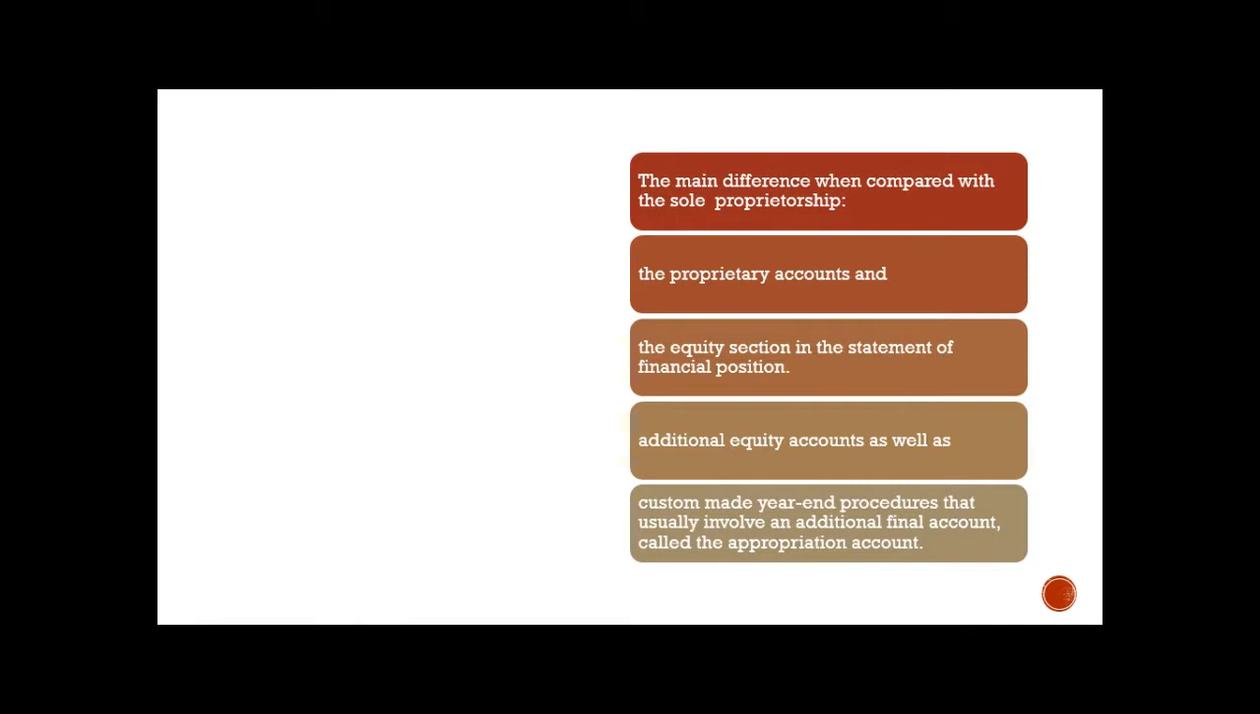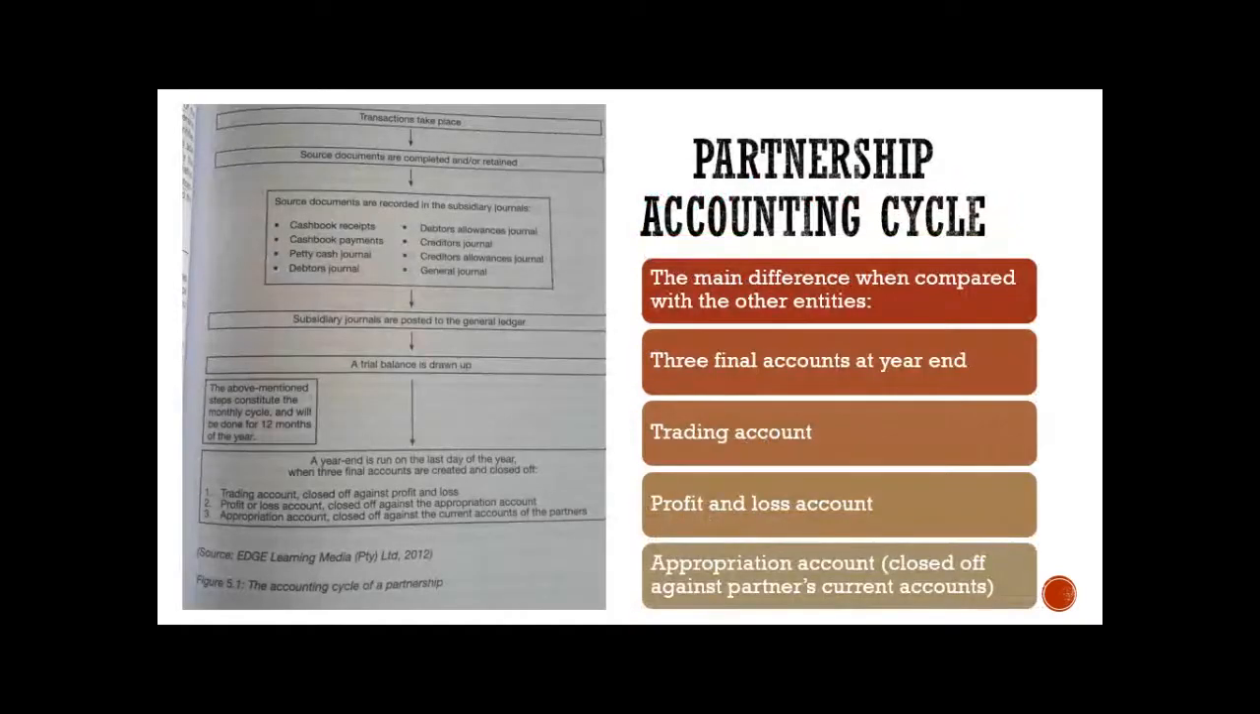Okay, now in your textbook, they give you the accounting cycle. So the main thing just to remember is we use the appropriation account to close off the partnership accounts. Make sure you know what that appropriation account looks like and how to record it, because they could potentially ask this one because of the fact that this is what is different for a partnership specifically.